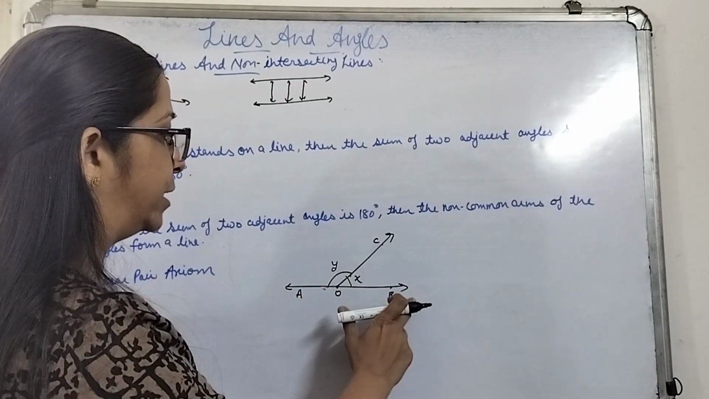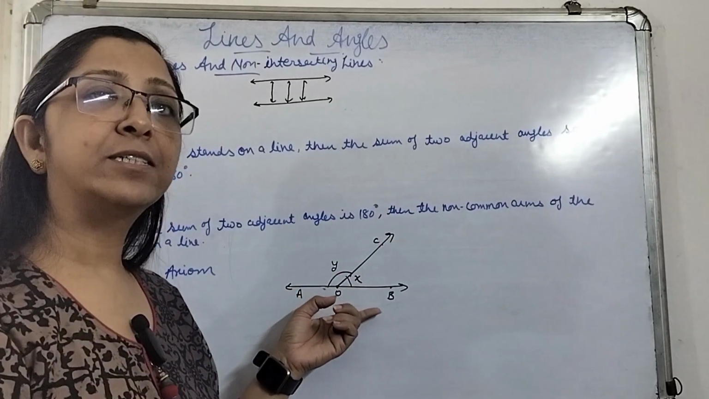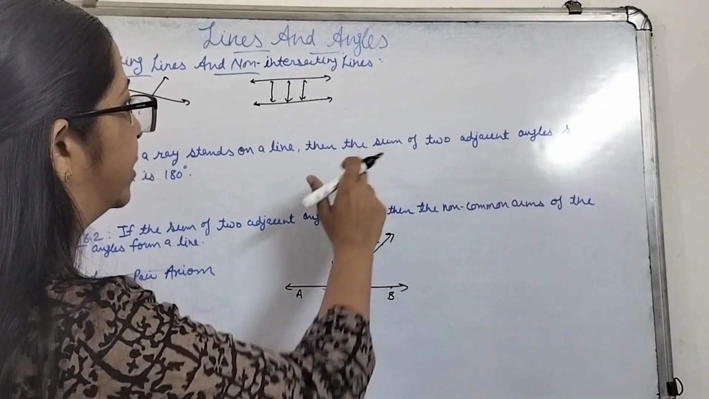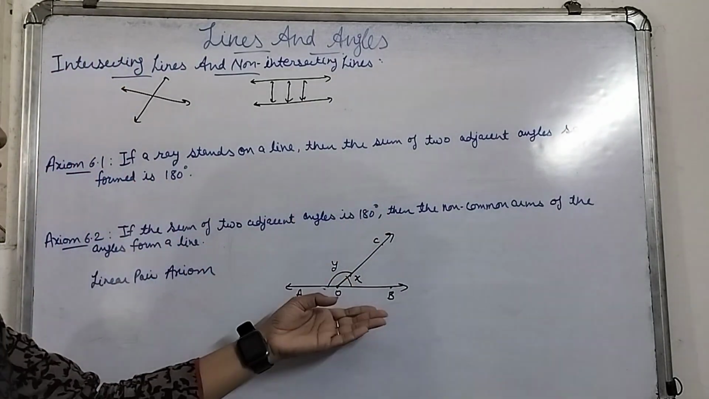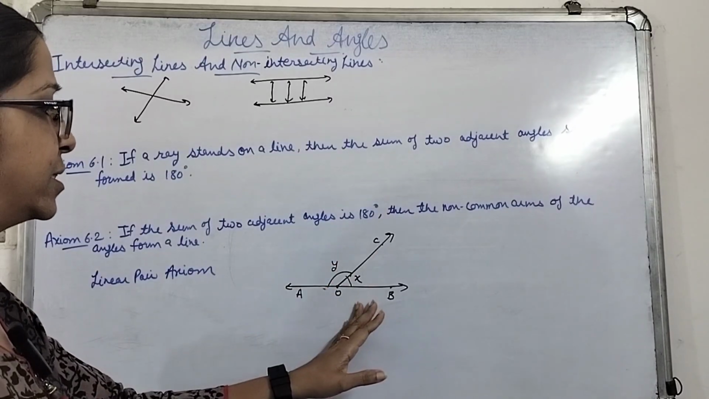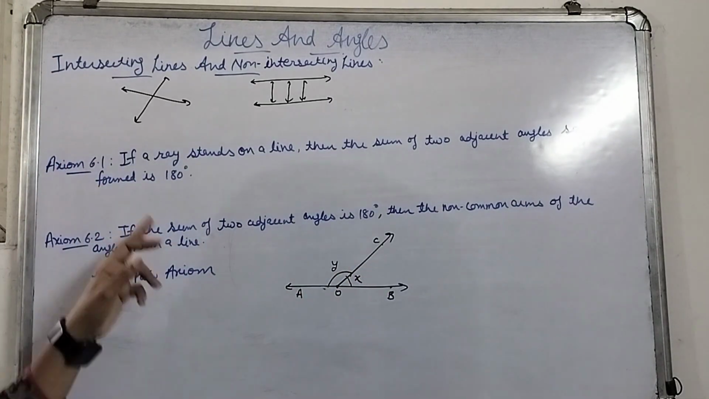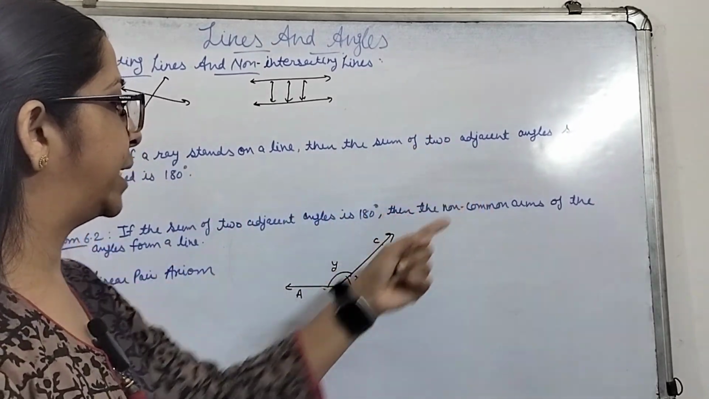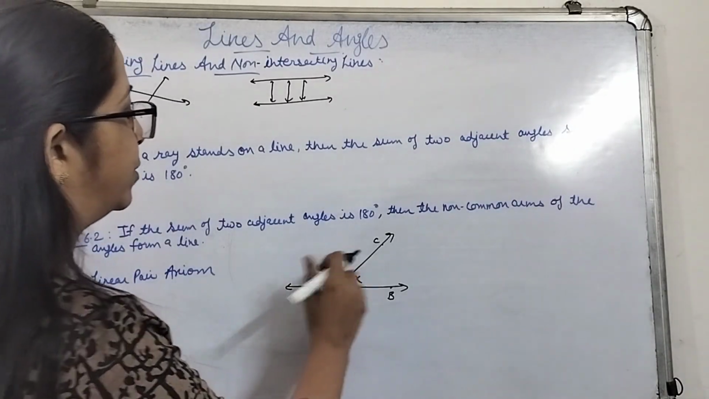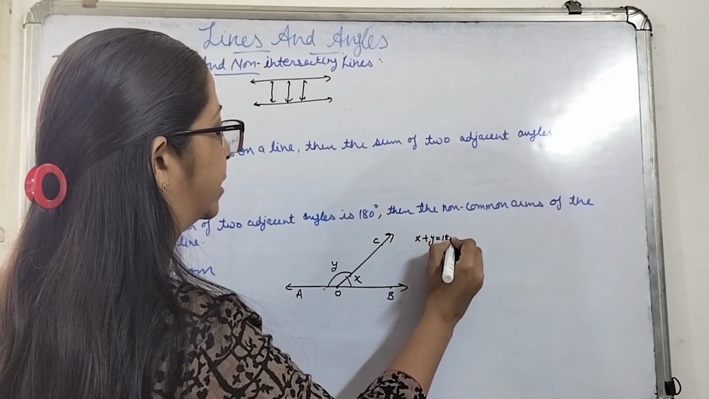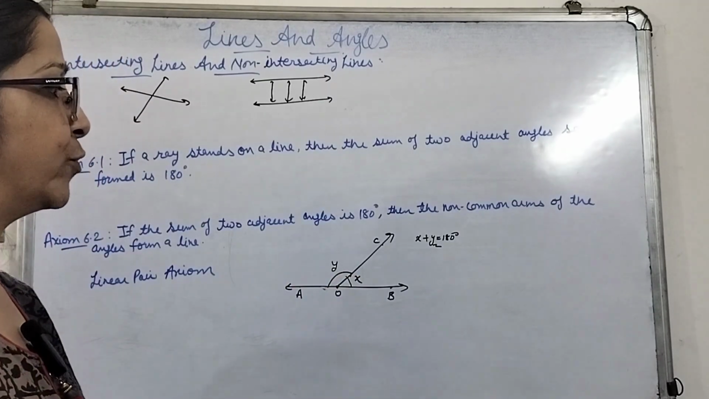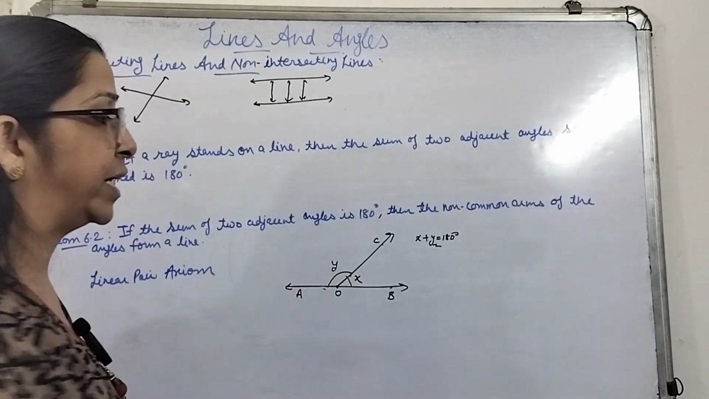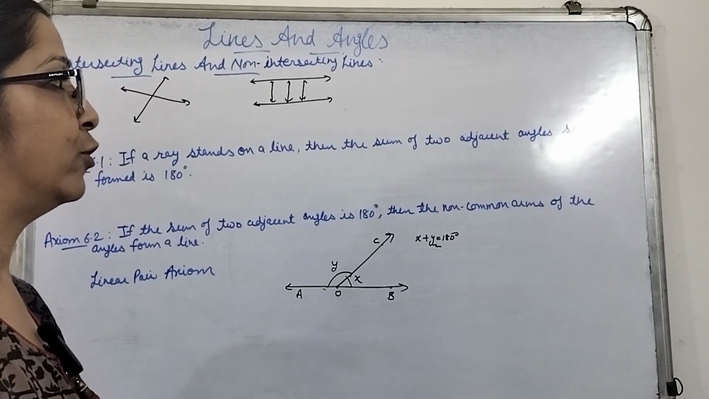And because it is a straight line, the straight angle, as we have learned, is the angle equivalent to 180 degrees. So the sum of these two angles will be 180 degrees. So it is not to be proved. Directly we have taken this statement. That's the reason it is an axiom. So if a ray OC stands on a line AB, then the sum of two adjacent angles so formed is 180 degrees, meaning X plus Y will be 180 degrees. How these two are adjacent angles we have just shown, and if the non-common arms of the adjacent angles form a straight line, it is also known as a linear pair of angles.